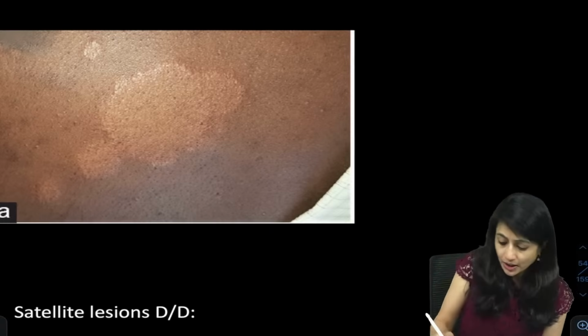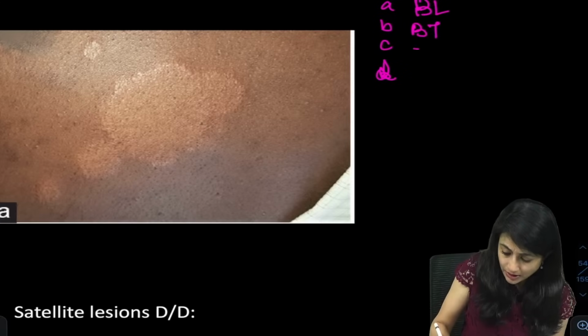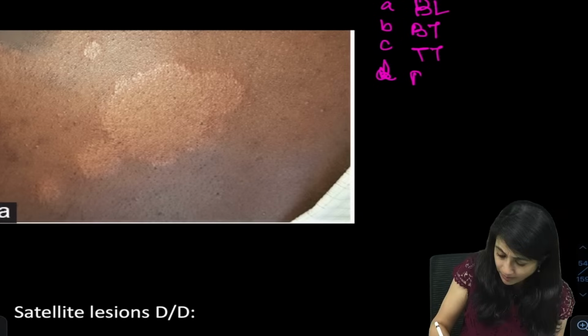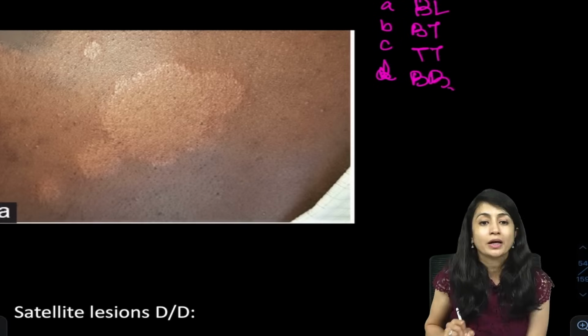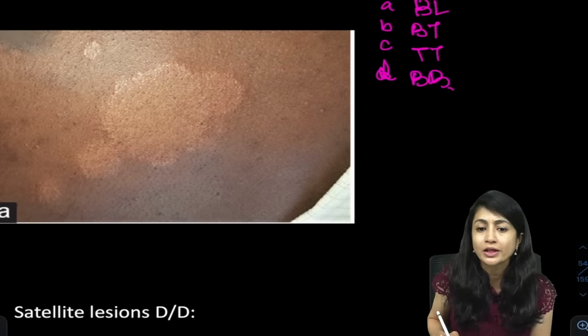Now, my options are BB, LL, BT, TT, or BL. So, what is this spectrum? And why? So you all are right, this is borderline tuberculoid leprosy. Now you tell me why. Why did you say this is BT?